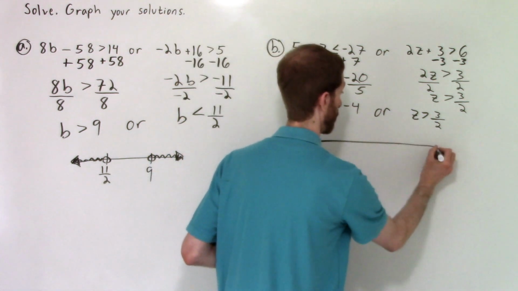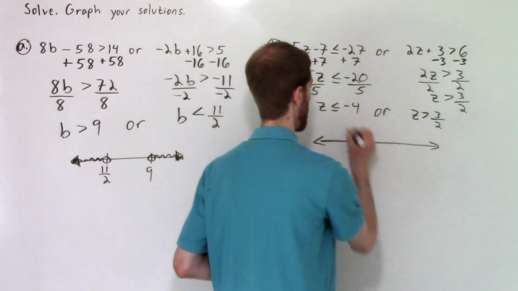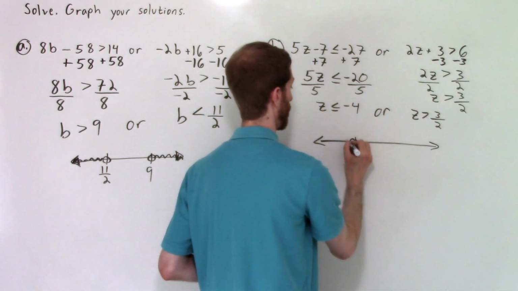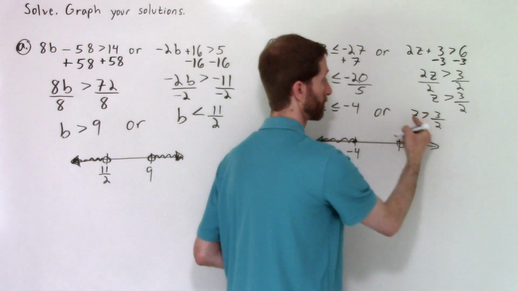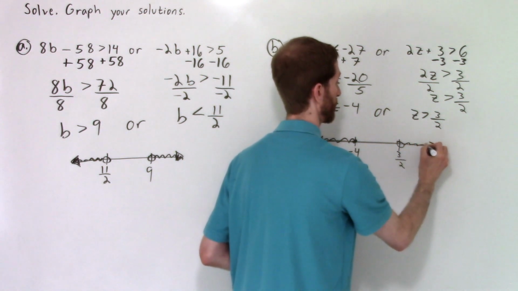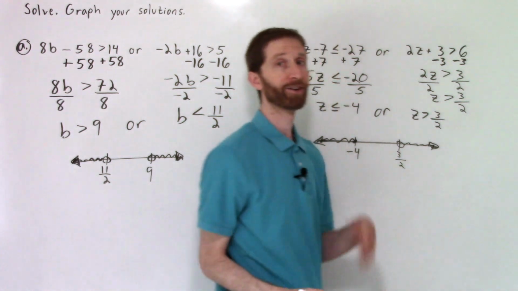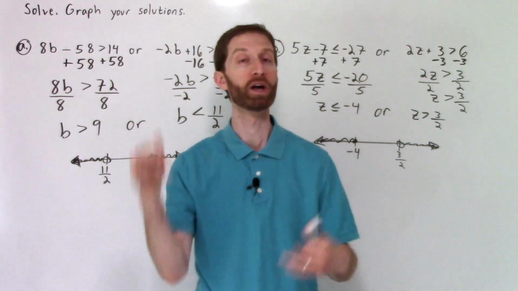Here we go. Graphing this out, I'm at negative 4, including negative 4, so a closed circle shaded to the left, or an open circle at 3 halves, not equal to, shaded to the right for greater than 3 halves. And that's it. OR inequalities, it's as simple as treating them like two separate inequalities and rocking them like you know how.